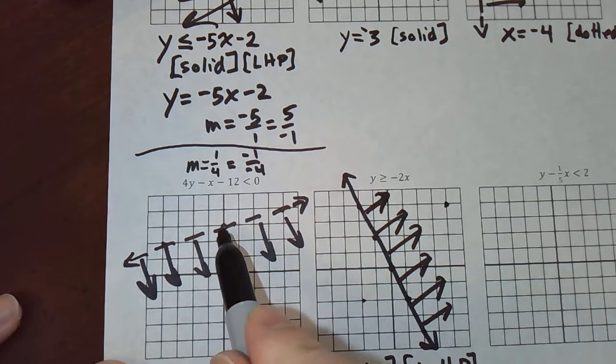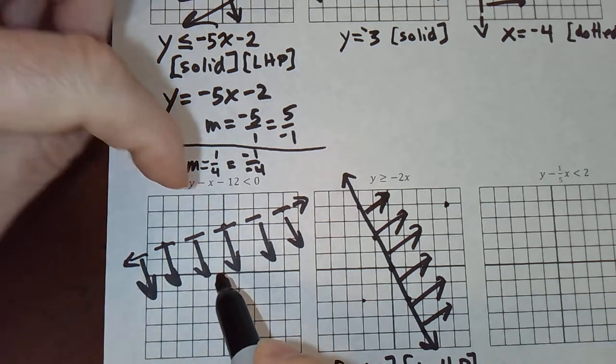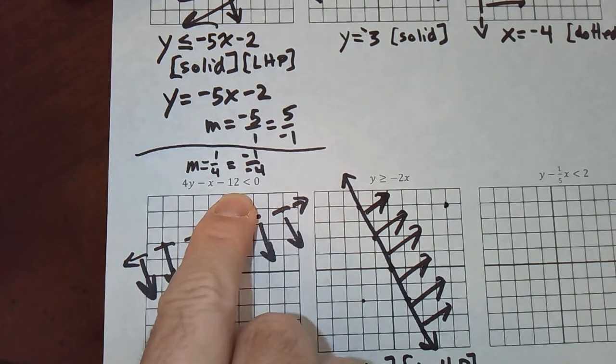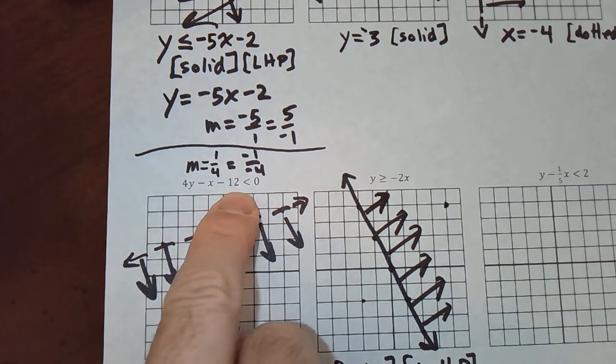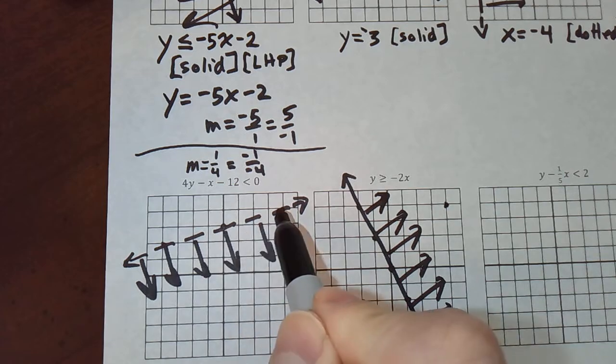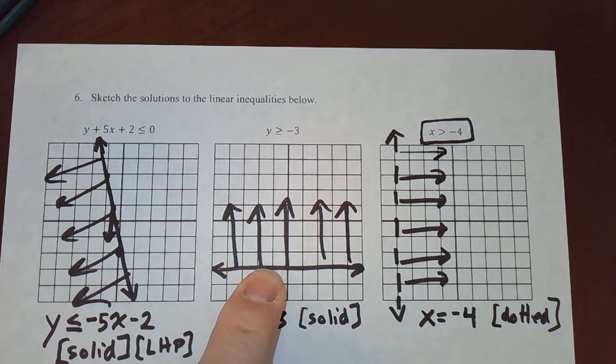If you plug in 0, 3, you would get a 0 for x and a 3 for y. You would get 12 minus 12, which is 0, and 0 is not less than 0, it's equal to 0. So the points on this line are not part of the solution, as they are with, say, these two. If they're on this line or this line, they are part of the solution. That's why we used solid lines up here.